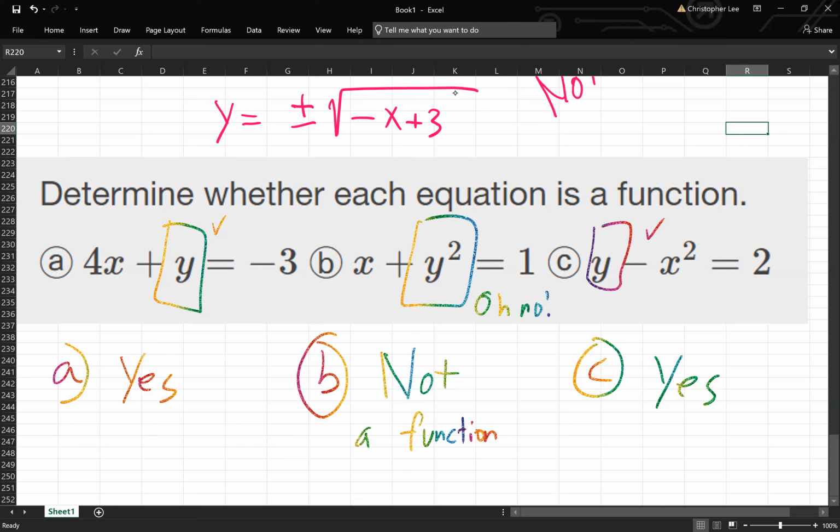As long as y is not raised to an even power, right? If it's an odd power, it's a function. If it's an even power, it's not a function. So it was simple. y to the third, it was a function. But if it was y to the fourth, it's not a function. That's it. Literally that simple.